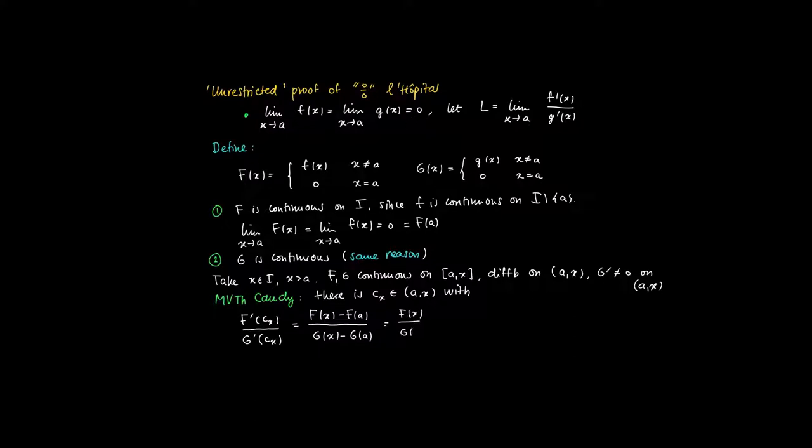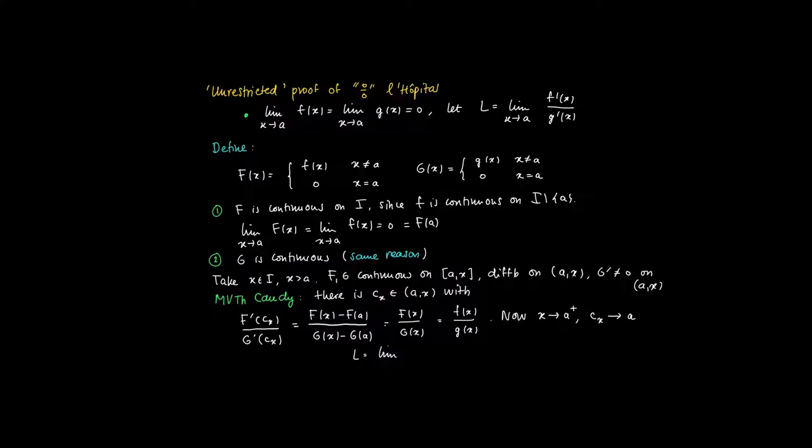But we know that F(a) and G(a) are the same as 0. So this means that this equals F(x) divided by G(x). But for x unequal to a, these are just f(x) divided by g(x). Now we let x go to a. Yeah, so we take a right limit to a. If we do so and keep picking number c(x) in this interval, for x close to a, then c(x) is also close to a.